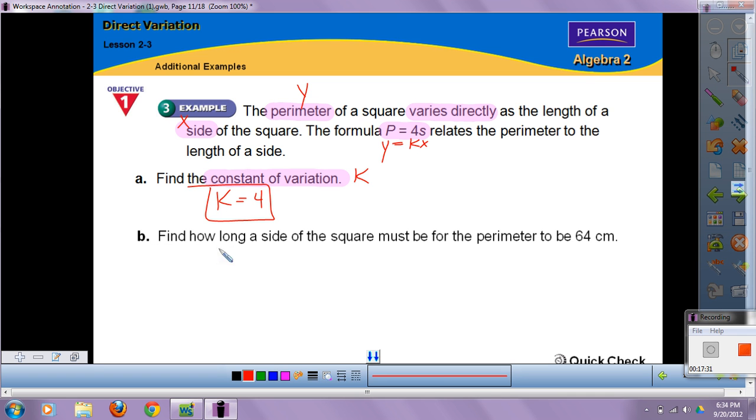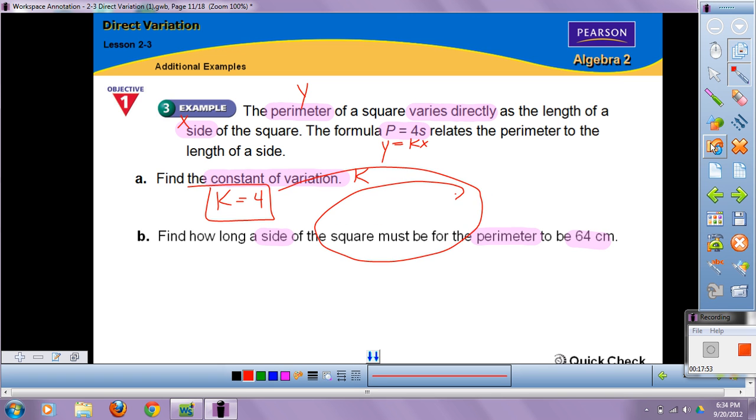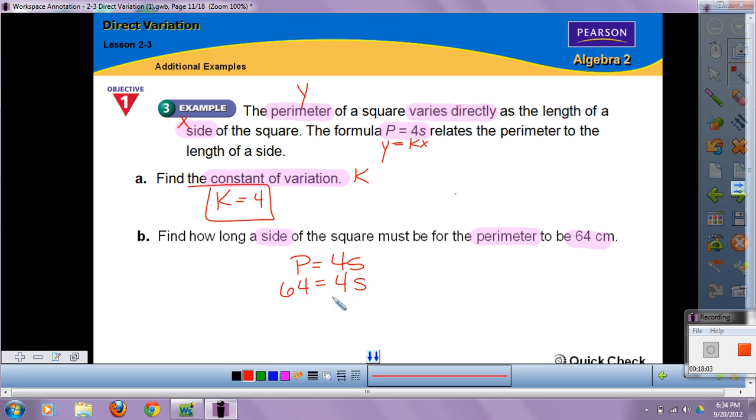And then B, find how long a side of the square must be for the perimeter to be 64 centimeters. So they're giving us perimeter, and they're asking us to find a side length. So s is what we don't know, p is what we do know. So we're simply going to substitute here. p equals 4s, p is 64, so 64 equals 4s. How do you get s alone? This is 4 times s, so the opposite would be to divide both sides by 4.